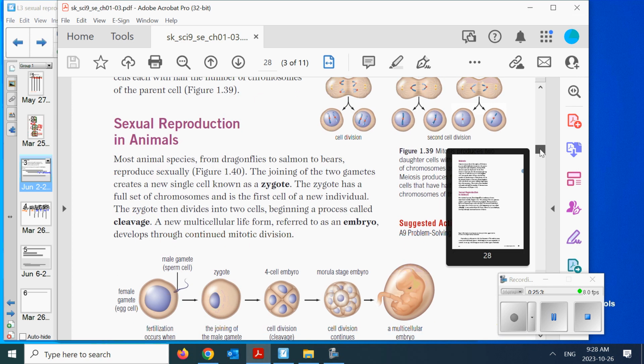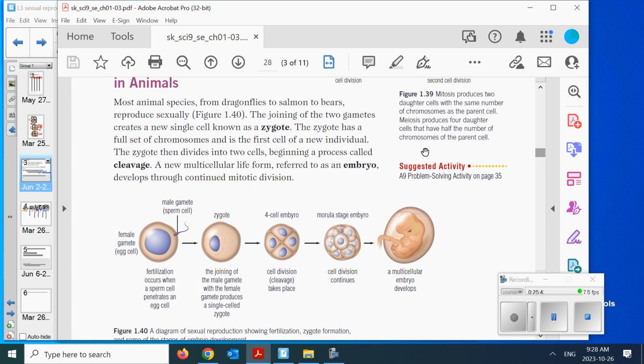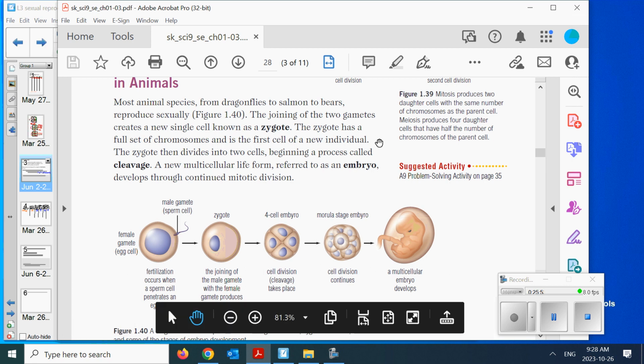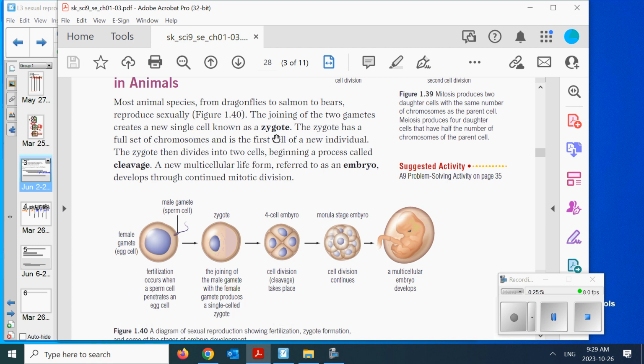So, sexual reproduction in animals. Now some words. Most animal species, from dragonflies to salmon to bears to humans, reproduce sexually. Right down below it says here. Take a look. We'll read first though. The joining of two gametes creates a new cell known as a zygote. The zygote has a full set of chromosomes and is the first cell of a new individual. The zygote then divides into two cells, beginning the process of cleavage, cutting. The new multicellular life form is referred to as an embryo and develops through continued mitosis.